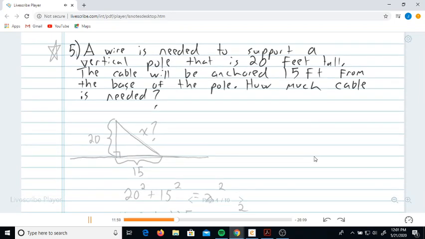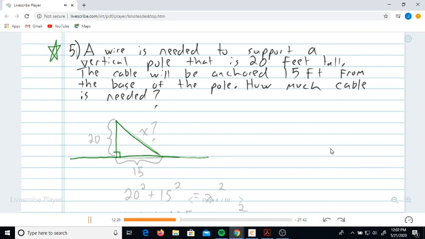Alright, let's look at number 5. Looking at number 5, a wire is needed to support a vertical pole that is 20 feet tall. The cable will be anchored 15 feet from the base of the pole. How much cable is needed? So we got a pole, and it's vertical in the ground, so we can assume it's at a 90-degree angle. And from the top of that pole into the ground is a cable being staked down.